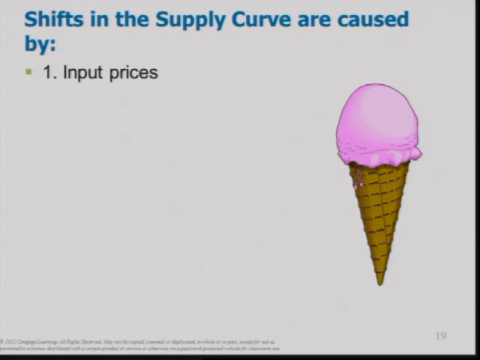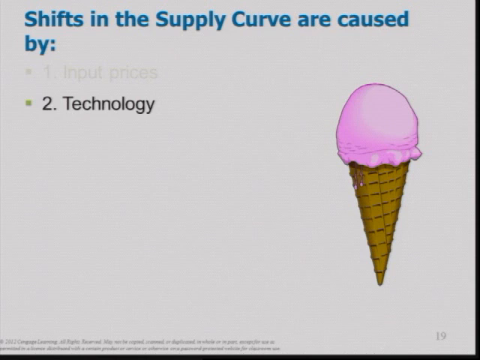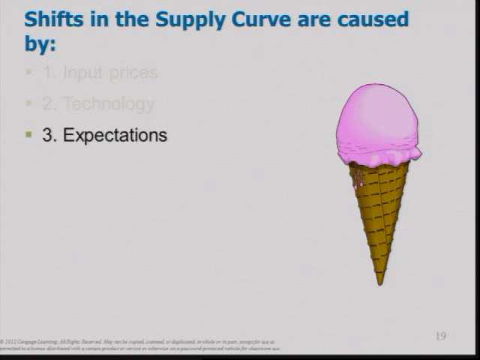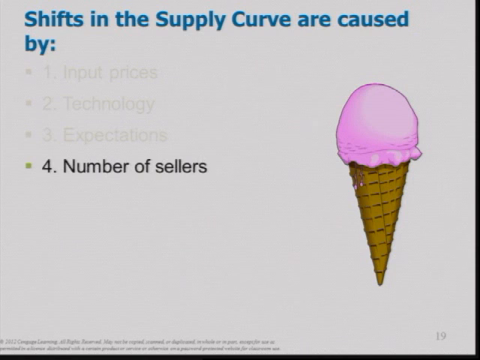Okay, so your supply curve is going to shift to the left. What if you have better technology? Make more. Able to make more. Okay, what if you are expecting a really, really hot summer? Then you'll increase production, right? That'll be a rightward shift.